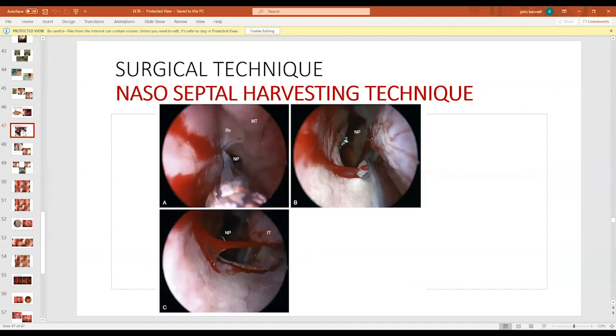Okay, so this is an example, picture A. If you can zoom in, you see that we have the sphenoethmoidal recess. Picture A is a left nostril.